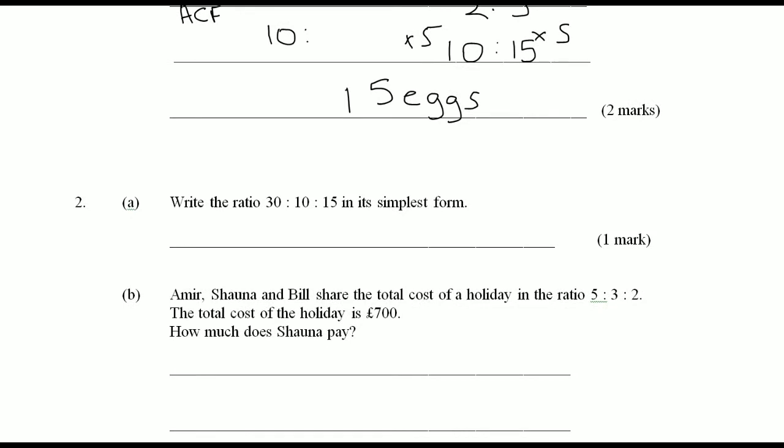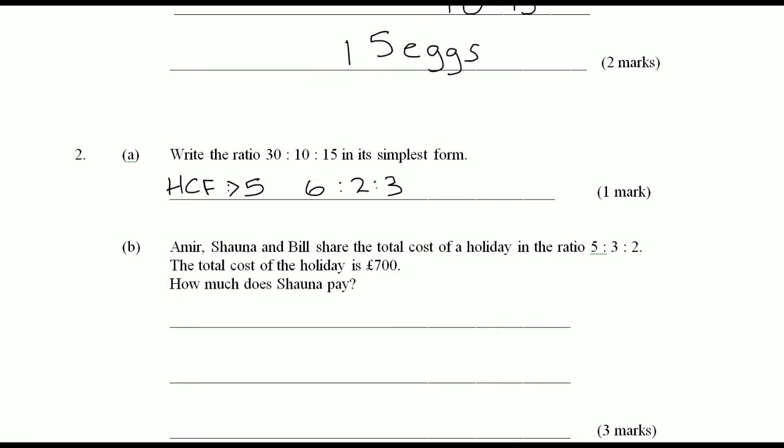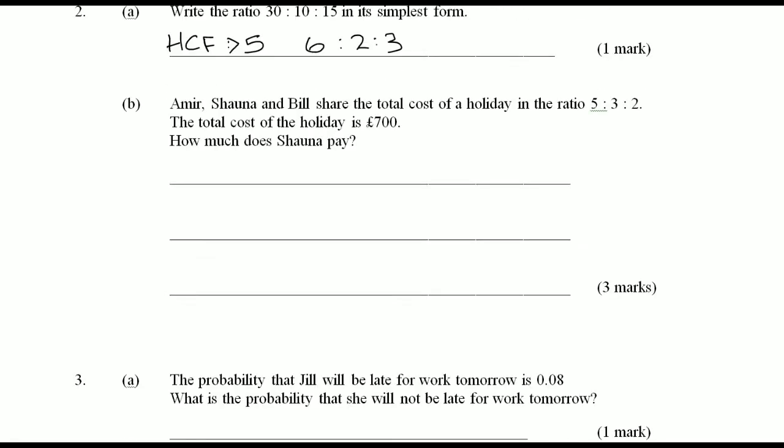Done. Write the ratio 30 to 10 to 15 in simplest form. Again, you're looking for your highest common factor of 30, 10 and 15. Well, that is 5. How many 5s are in 30? There are 6. How many 5s are in 10? There are 2. How many 5s are in 15? There are 3. Another 1 mark. We're rattling through these. Dead easy, isn't it?